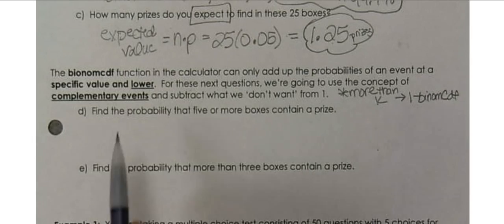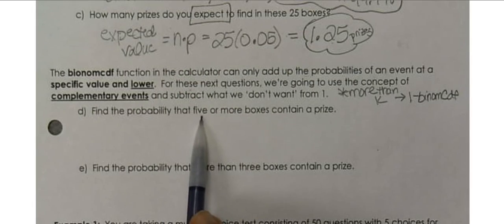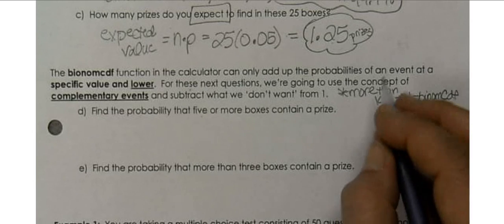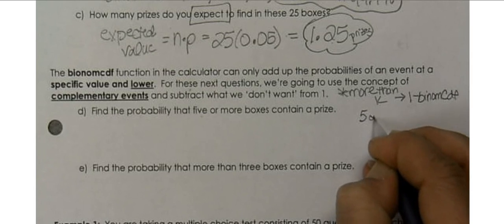So this says find the probability, same scenario, that 5 or more boxes contain a prize. Okay? So that means that we want 5 or more prizes.